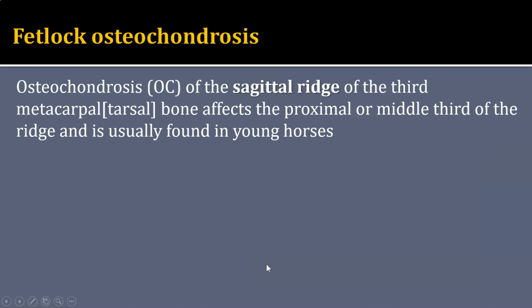Finally, to finish out, the fetlock can also be affected by osteochondrosis, and when affected, it affects the sagittal ridge of the third metacarpal or metatarsal bone. And typically, this is going to be in the proximal or middle third of the ridge, so it's on the dorsal aspect. It is usually found in young horses.